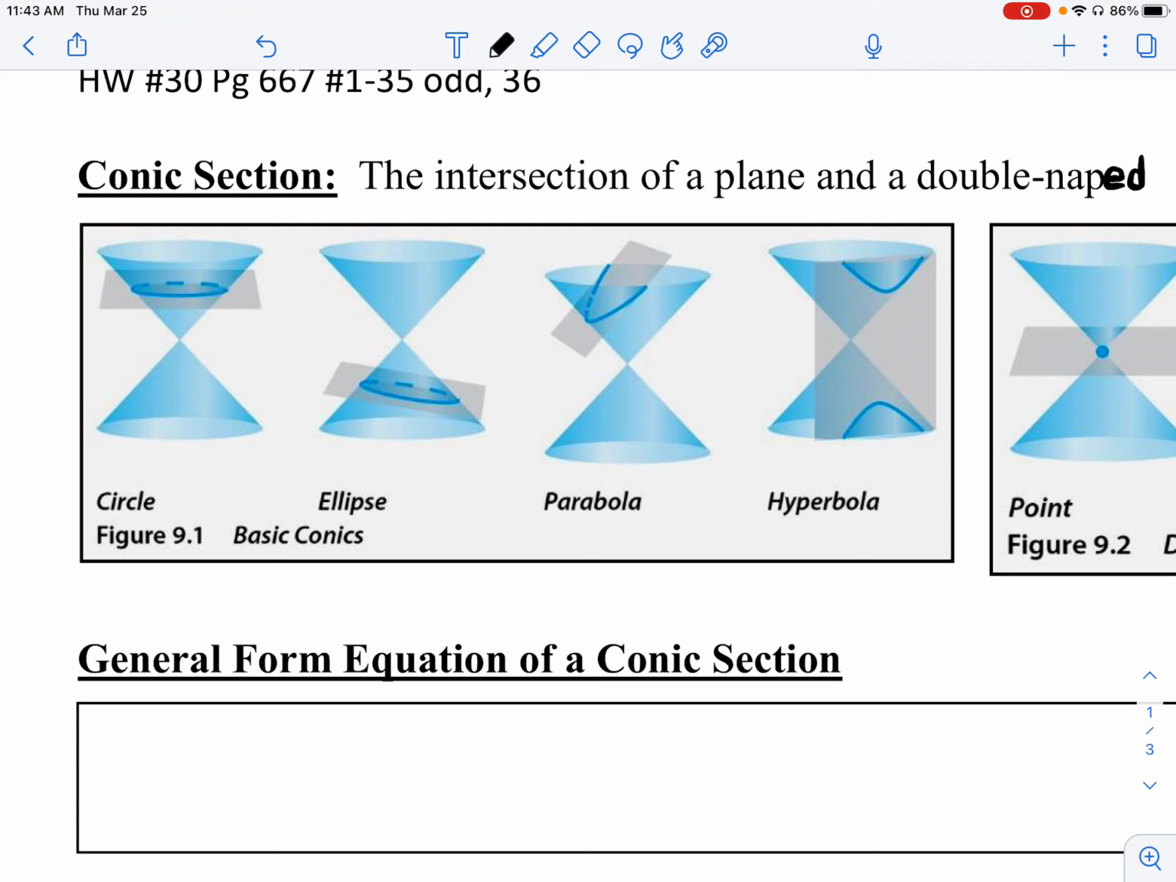If you can imagine a plane as being part of a really, really large sheet of paper, if you will. In fact, this sheet of paper is actually going on infinitely in all directions. But if you imagine this sheet of paper or piece of cardboard intersecting or slicing through the cone, depending on how that plane intersects through this double napped cone, we have a different type of conic section.